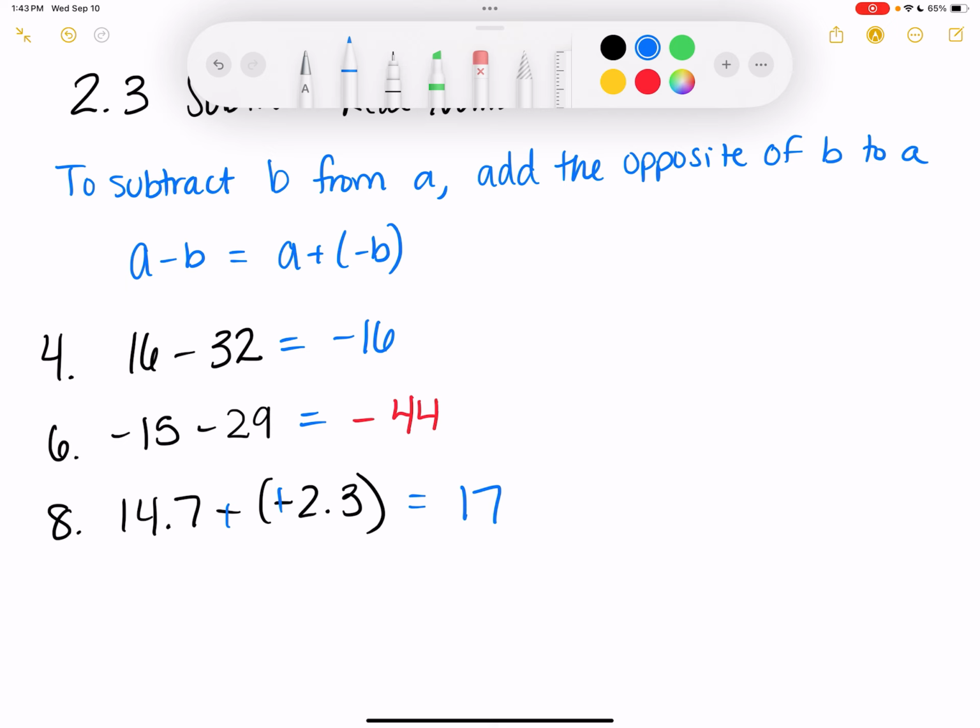How about this one? Negative 18.2 minus a negative 15.4. Do you have a question, Taylor?